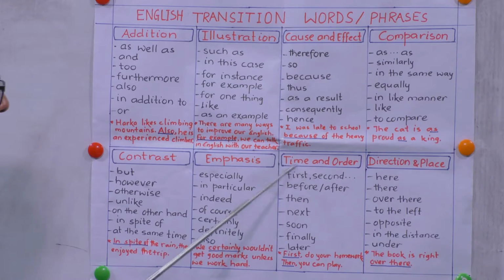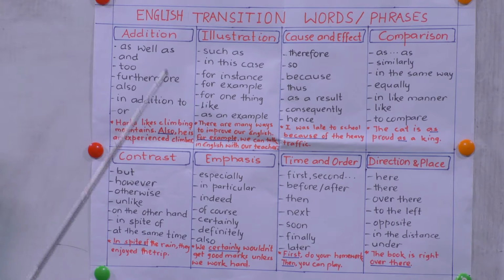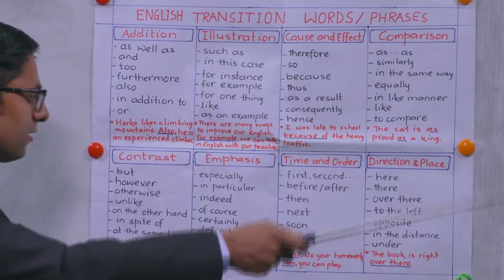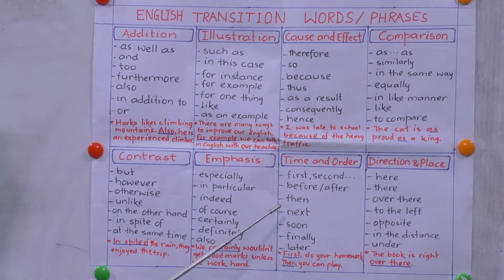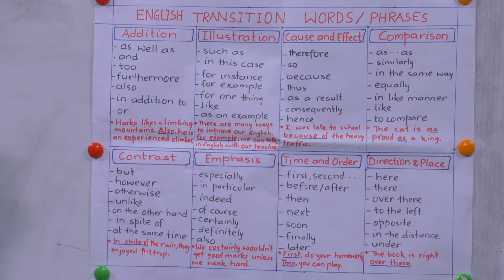Similarly, look at the next, time and order. We have already discussed these types of transition words. They are used to show that things are taking place in a sequence, one after another. First, second, third, like that, or before, after, then, next, soon, finally, later. These are the transition words that show time and order. You can see how they can be used in sentences. See there: first, do your homework, then you can play. So these are in order. First, you have to complete your homework, then only you can go out to play.